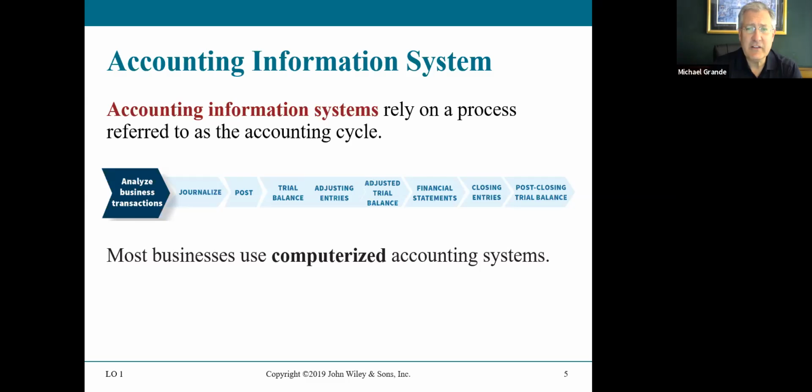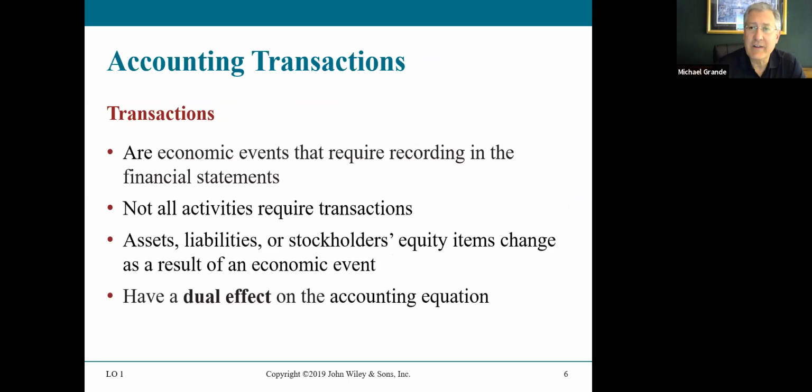So here you see all of the steps that we're going to go through in terms of the accounting cycle. The first part we're going to talk about is analyzing the business transactions. What is a transaction? Transactions are economic events that require recording in the financial statements. Not all activities in business require transactions. Assets, liabilities, or stockholders' equity items change as a result of an economic event, which has a dual effect on the accounting equation. We're going to see what that means.